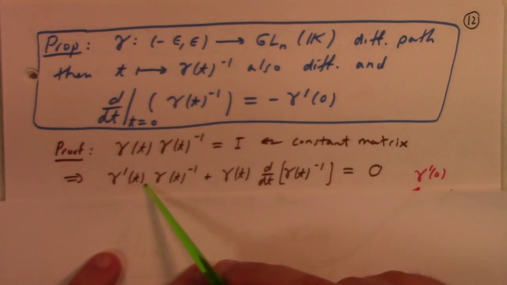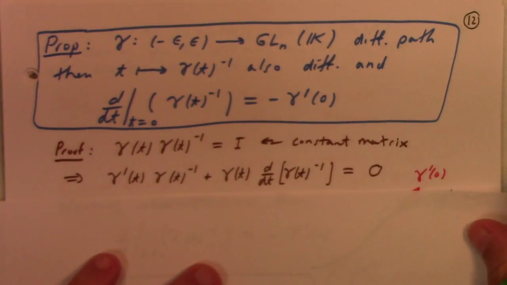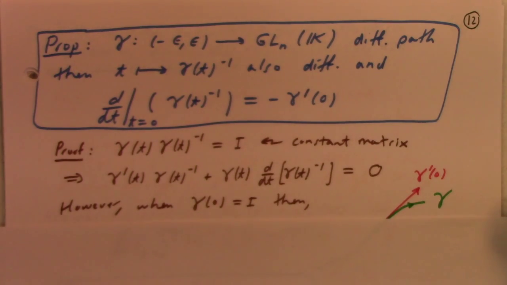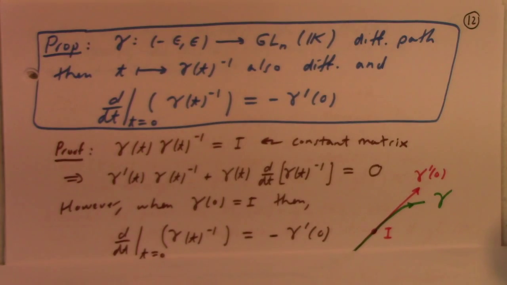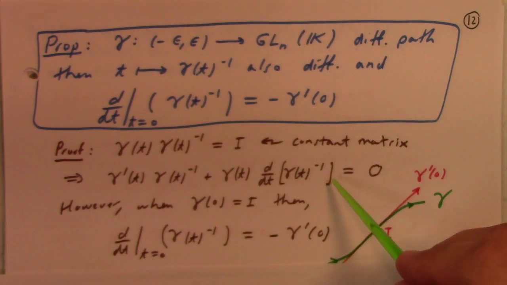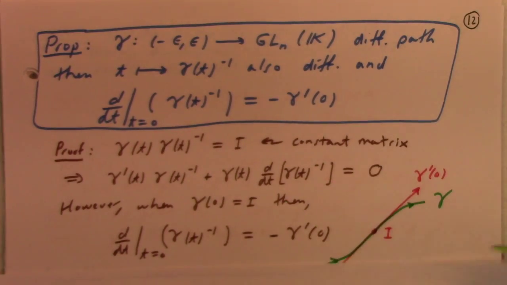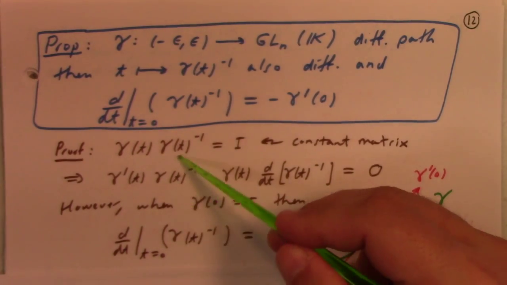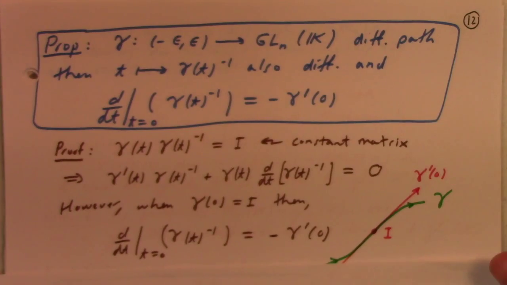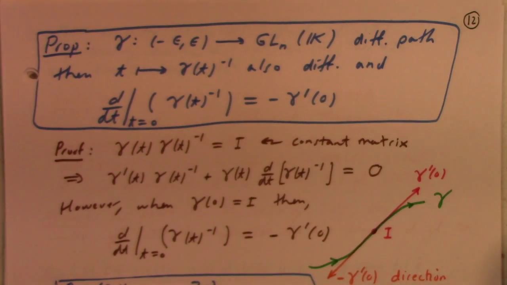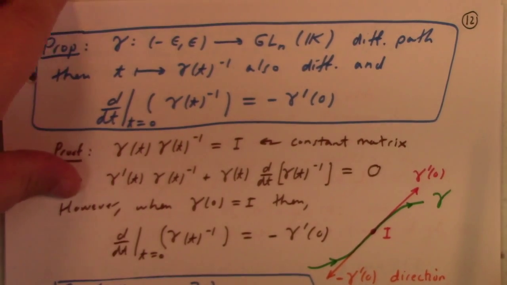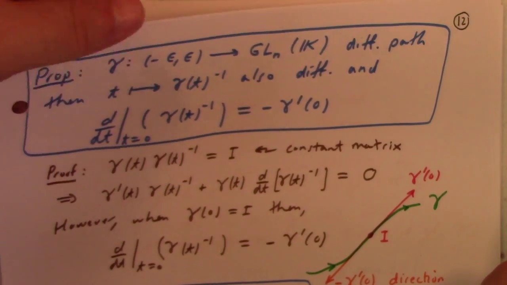So this is the product rule, but then gamma of 0 is I, and of course gamma inverse of 0 is also I. So plug in time equal to 0, evaluate, and you get that. Simple as that, because this goes to the identity matrix, and that goes to minus gamma prime of 0. Here's a picture, for what it's worth, of all that.